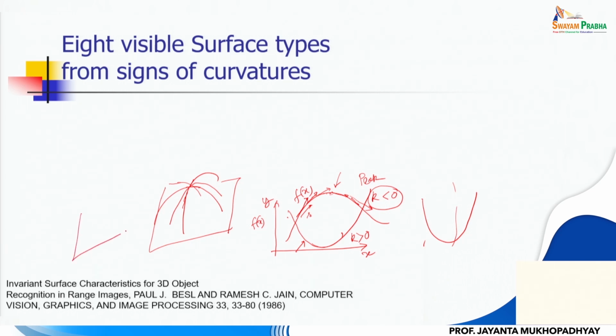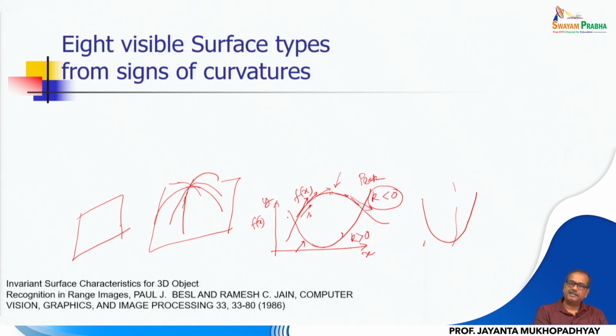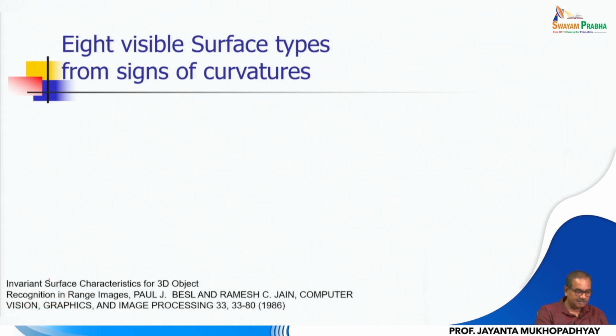And for a flat surface, both of them would be 0. So using the sign of this curvature, we can determine various kinds of topology of the surfaces. So with this, let me just give you some of those results.